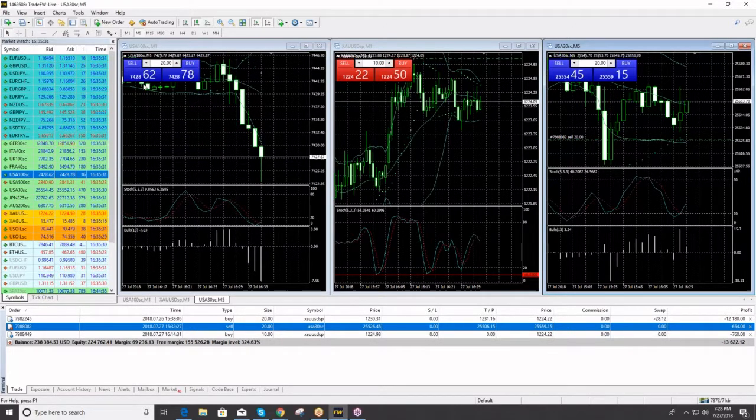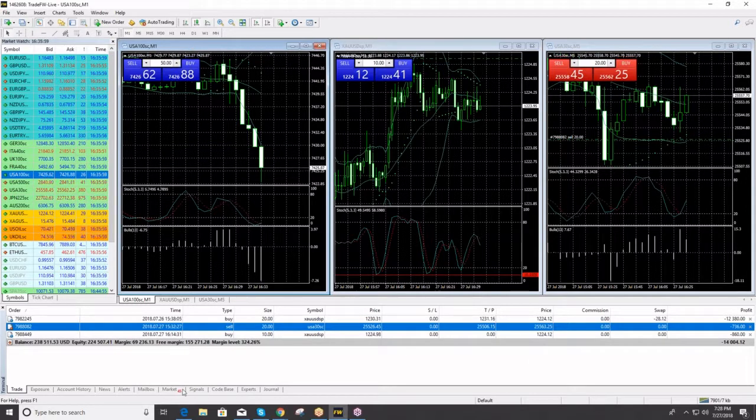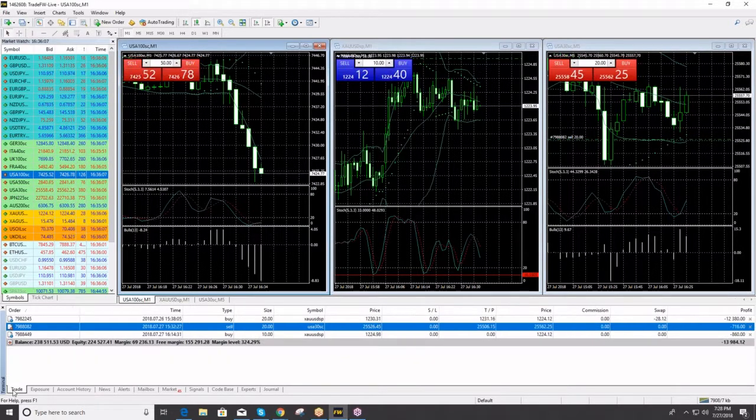Okay, we will go again. Short on USA 100. There we go. We increased our exposure. We are making right now another $150, and we close the position. Here we go. We closed it again. We scalped another $127 on USA 100.